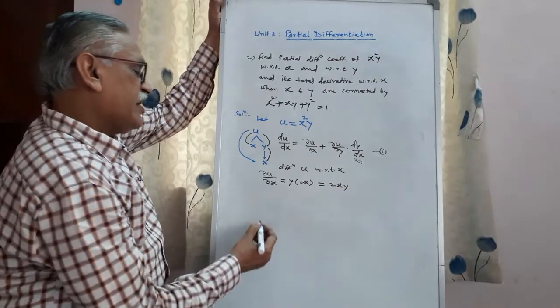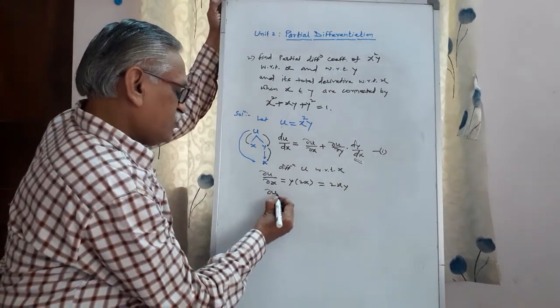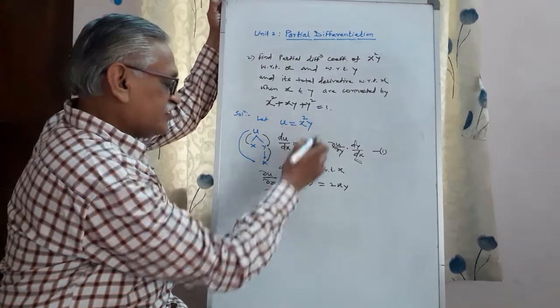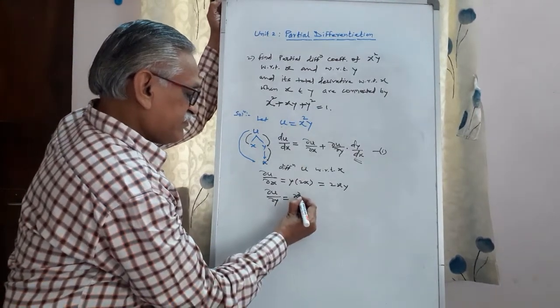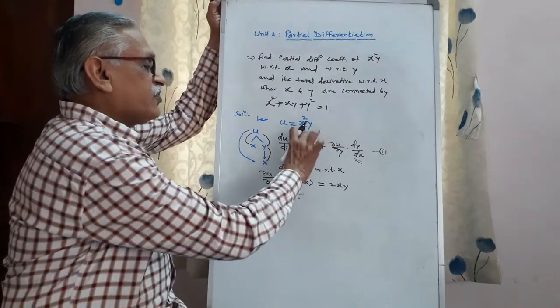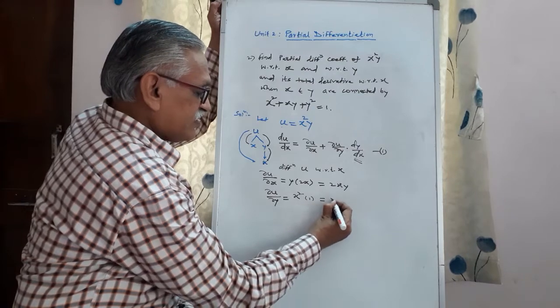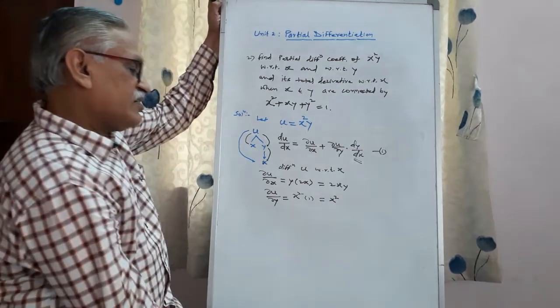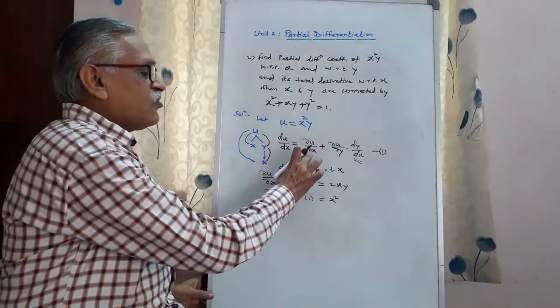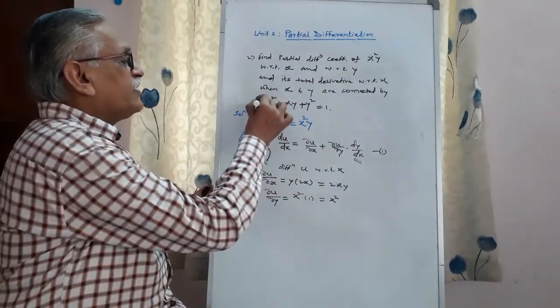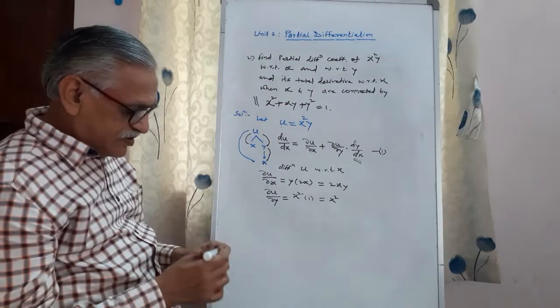Then differentiating u with respect to y. This time x is considered as constant outside, and derivative of y with respect to y is 1, and therefore it is x square. I have obtained these two values. Then to obtain this third one, we take the help of this information.